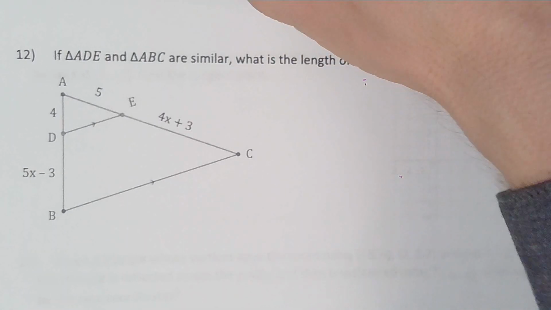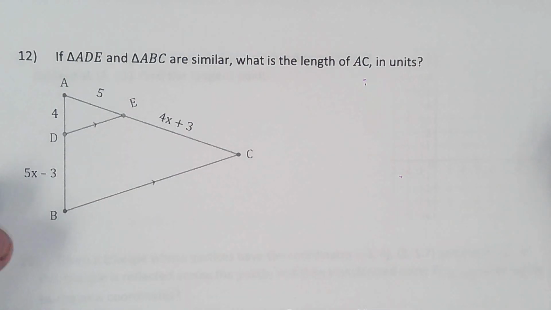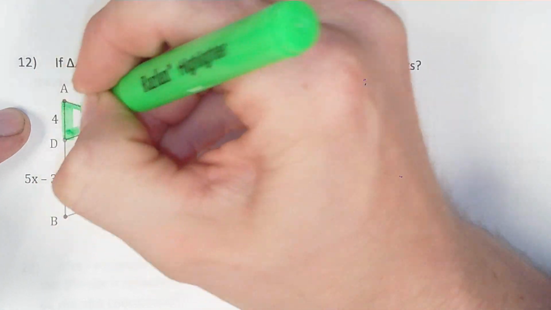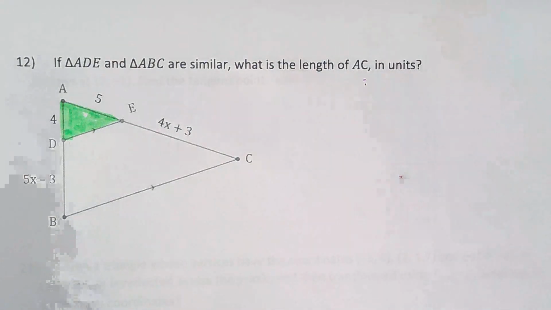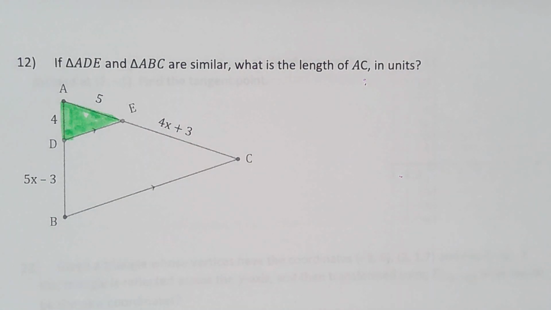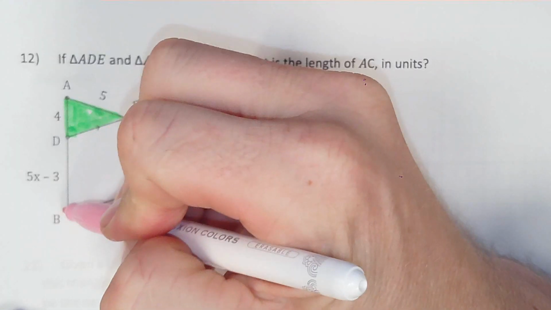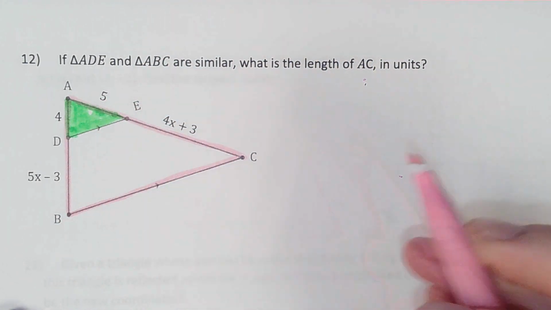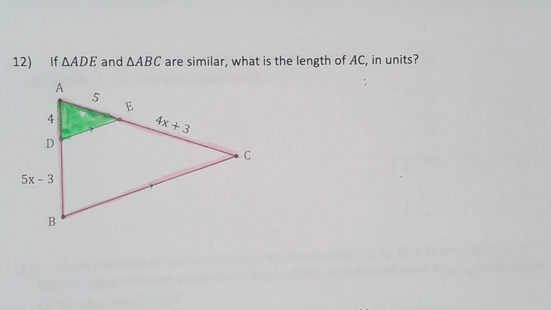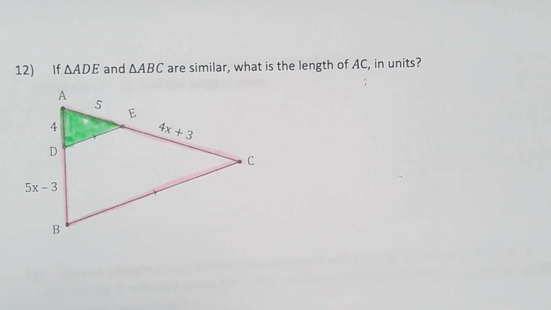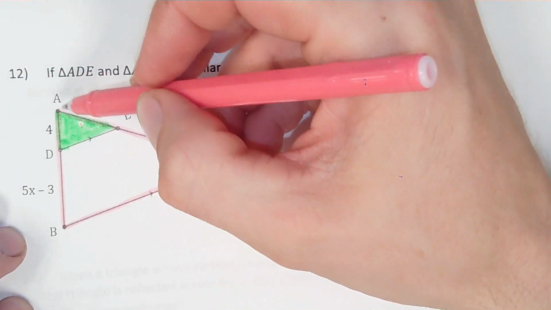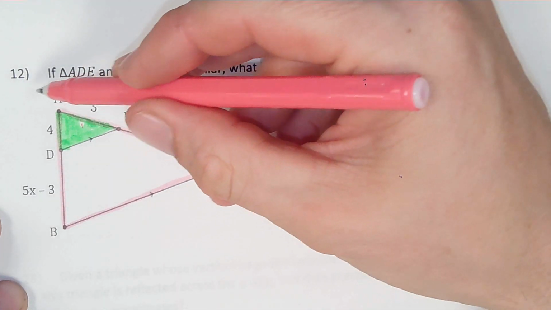Okay, this is EOC review of tough ones again. Okay, so I have ADE, which is the green triangle, and we have a pink triangle, ABC, which encompasses the green triangle, and we've got to figure out what is the length of AC. So let's define AC and AD.